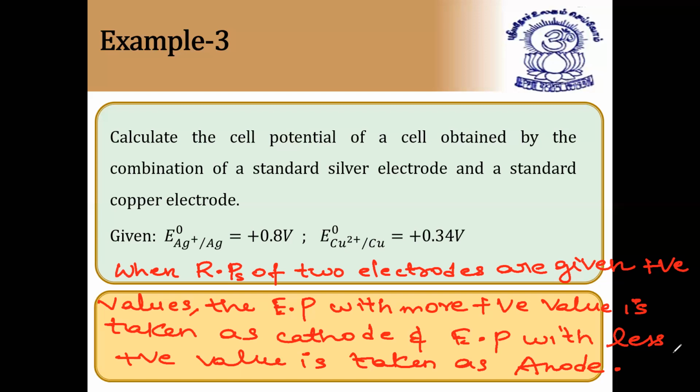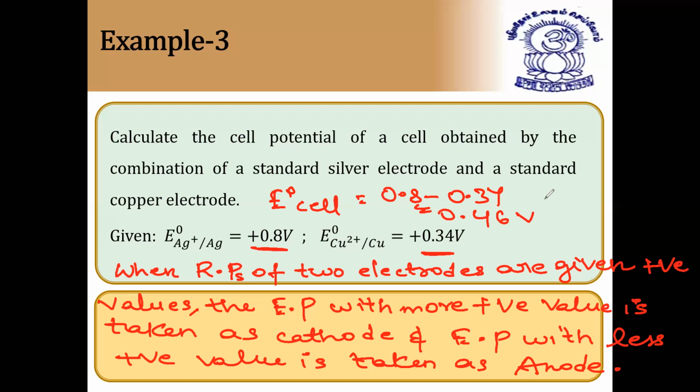So for this question, E° of cell, that is standard cell potential, is equal to right minus left. Right becomes silver and left is copper. So simply 0.8 minus 0.34, which is equal to 0.46 volts. So I hope it is clear.